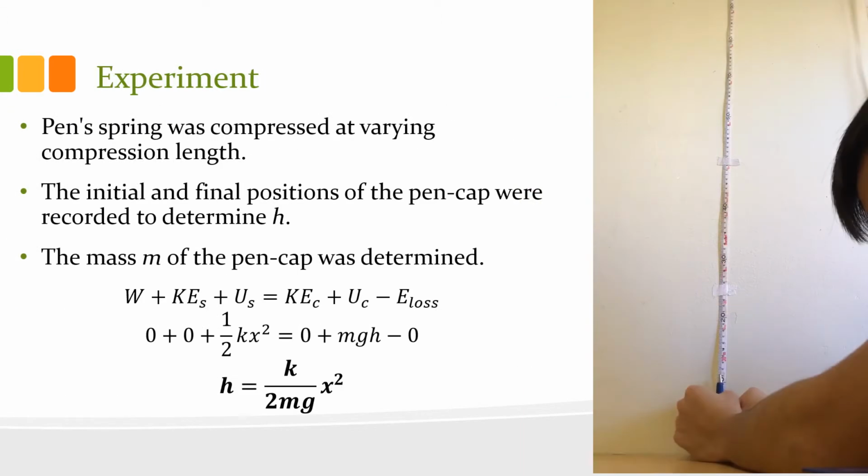In this experiment, a pen spring was compressed at varying compression lengths and released to launch a pen cap upward. It looks like this. The initial and final positions of the pen cap were recorded to determine h. The initial position of the pen cap is when the spring is already compressed. The final position is when it is at the maximum height after it was launched. The difference between these positions gives us h.